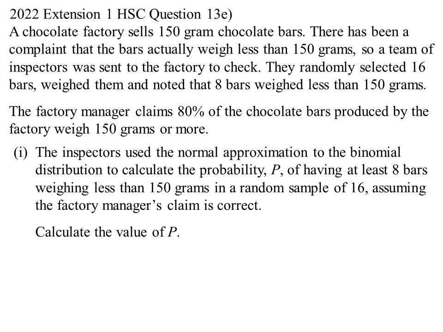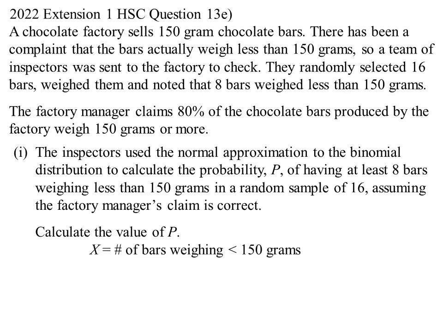So, first part of the question. The inspectors are going to use a normal approximation to the binomial distribution. They're very clever inspectors, they know their maths, to calculate the probability of having at least 8 bars weighing less than 150 grams. Was this unlucky, or is this typical of what's going to happen? Don't try and tell me that you got more than 80%. So, weighing less than 150 grams in a sample of 16, assuming the factory manager's claim is correct, calculate the value of P.